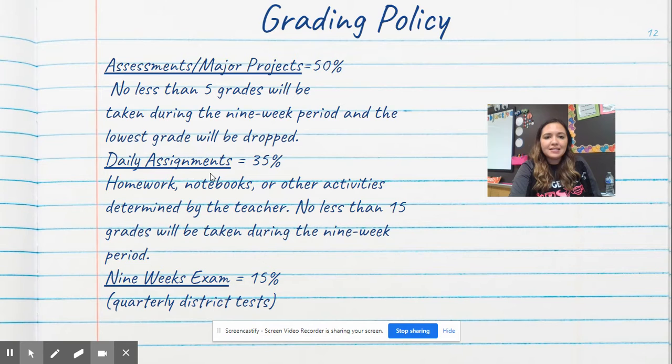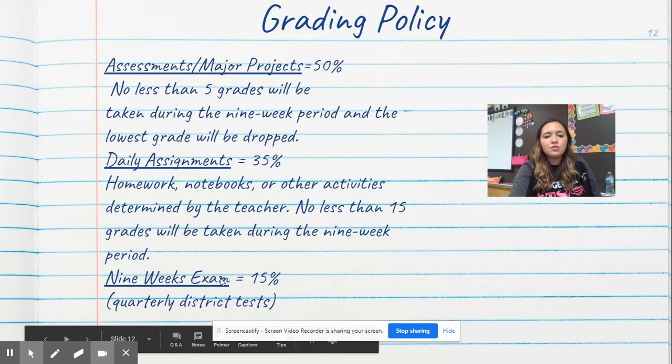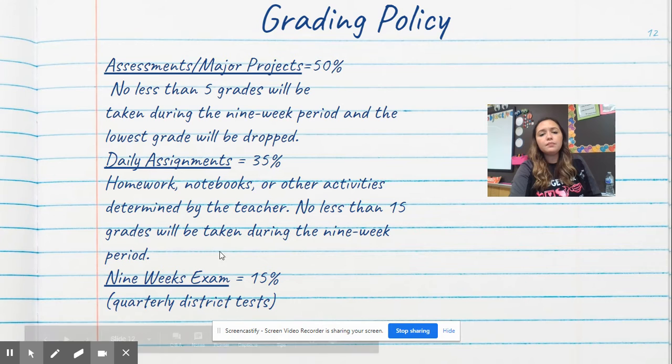The next one is daily assignments. That's worth 35% of your grade, and that includes homework, notebooks, or other activities. No less than 15 grades will be taken during the 9 weeks period. And the last one, we have the 9 weeks exam is worth 15% of your grade.